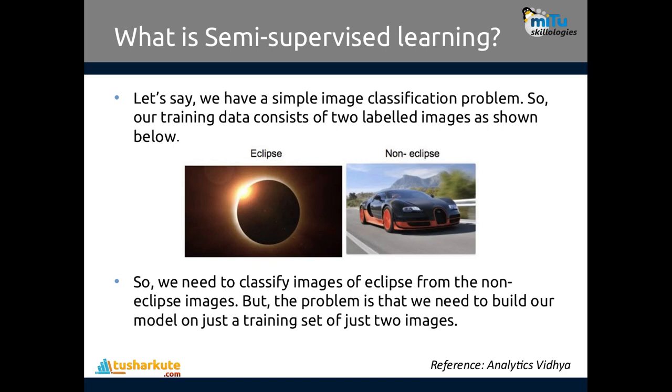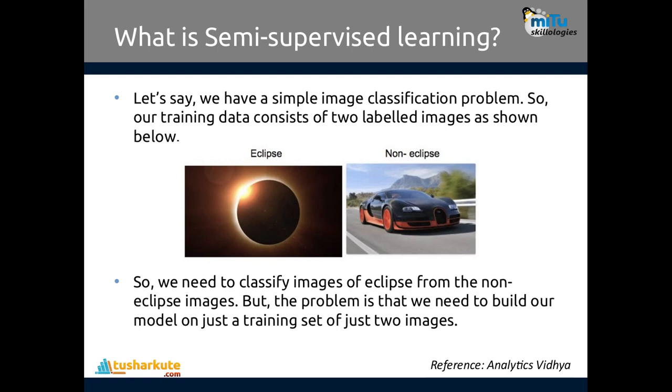Let's say we have a simple image classification problem. Our training set consists of two labeled images as shown. The first image is an eclipse, and the second image is a non-eclipse image. In our classification system we are going to find whether the image belongs to eclipse or not. So we need to classify eclipse images from non-eclipse images, but the problem is that we need to build our model on just a training set of two images.